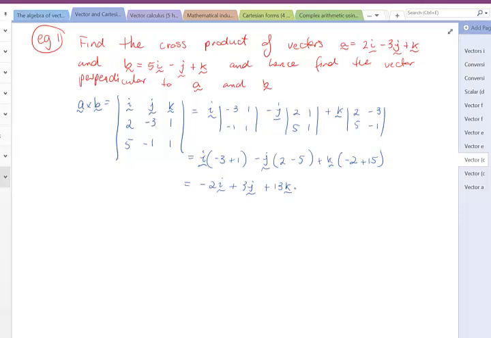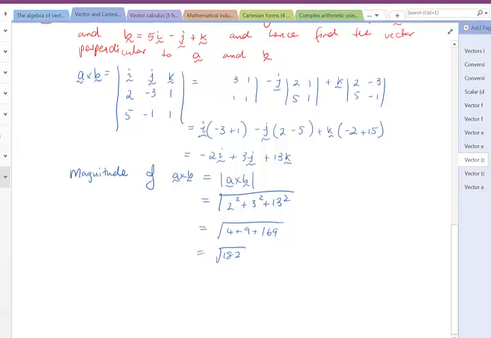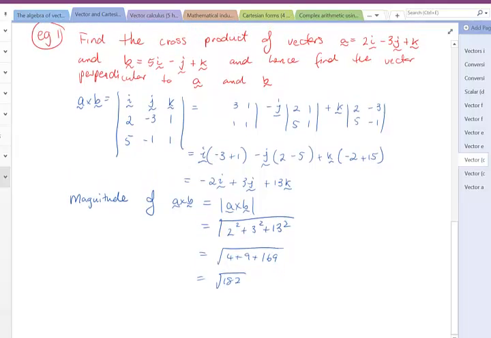If we had to find the magnitude, it would be the square root of 2 squared plus 3 squared plus 13 squared. So in this case, that would be the square root of 4 plus 9 plus 169, the square root of 182. So that concludes the lesson on finding the vector cross product.